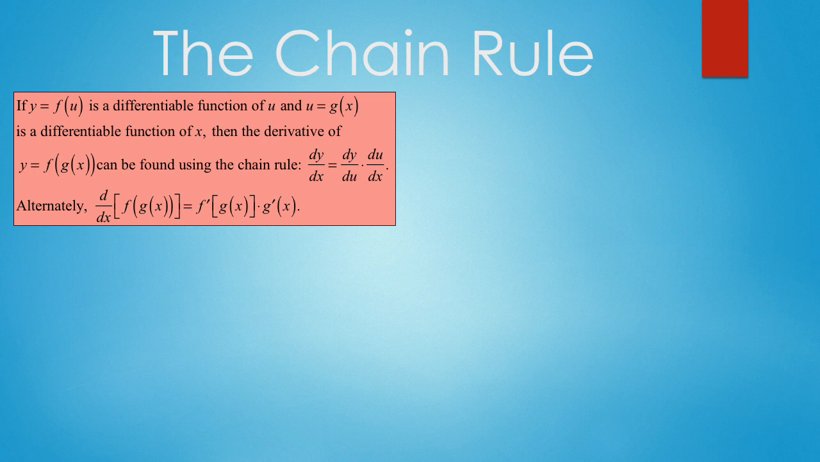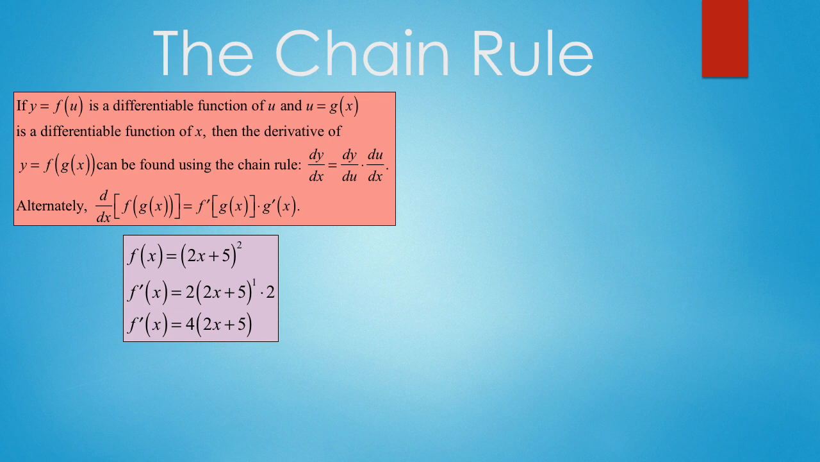We've never thought of dy/dx, dy/du, du/dx as being parts of fractions, numerator and denominator. But if you think of it this way, you can see that the du's on the right-hand side of the equation cancel. We can also write the chain rule as the derivative of f of g of x as f prime of g of x times g prime of x.